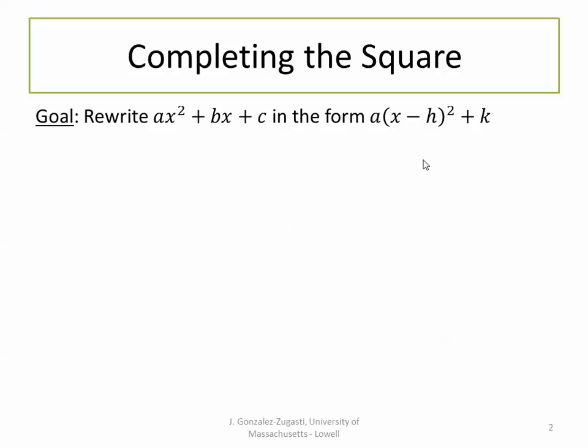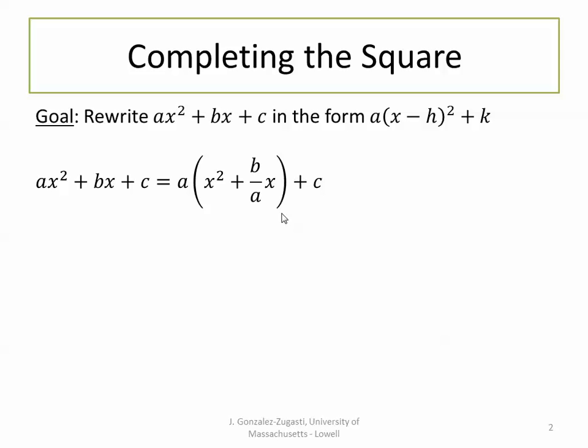So let's remember how we did it. We start out with ax squared plus bx plus c, and then we factor out an a from the first two terms. So that becomes a times (x squared plus b over a times x). And then I still have that plus c hanging out there.